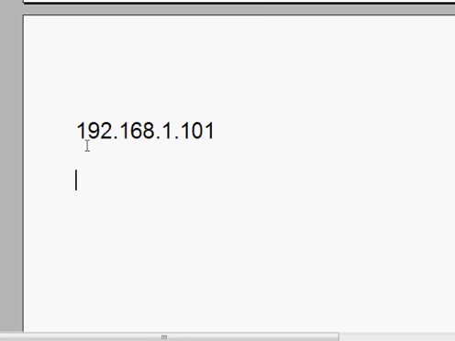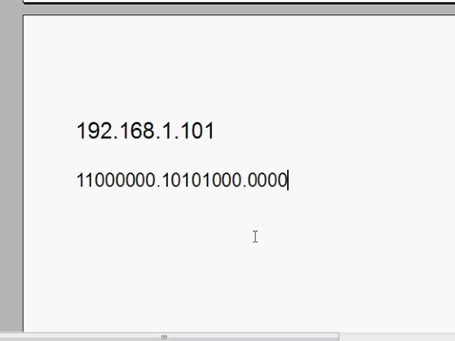All right, the first part, the 192, I'll write that in binary first. Okay, there's 192, and then the 168 part, that's 128 plus 32 is 160, and then 8. 128 plus 32 is 160, plus 8 is 168. And the next part, the 1, is 1, 2, 3, 4, 5, 6, 7, and a 1 bit. All right. And then last but not least, 101.